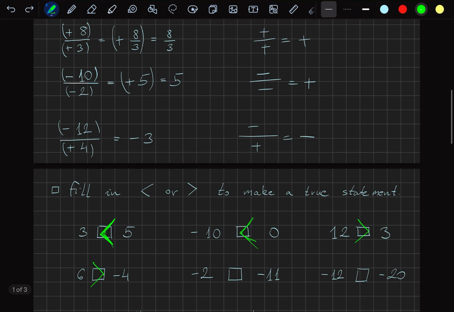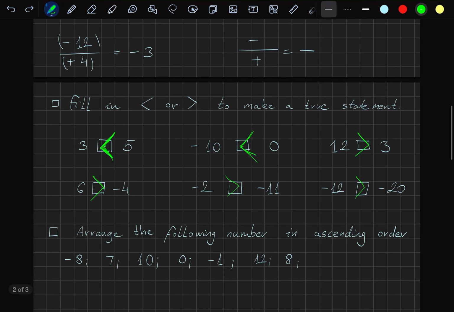Okay, here it's really useful if you just write a number line. Minus 2 is bigger than minus 11 because it's closer to 0, and minus 12 is bigger than minus 20 because it's closer to 0 again. Or the distance between 0 and minus 12 is less than the distance between minus 20 and 0. It's the same. Okay.